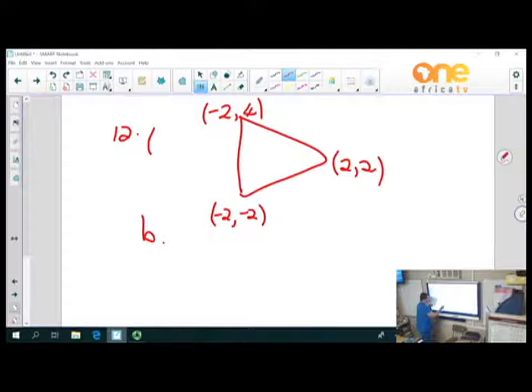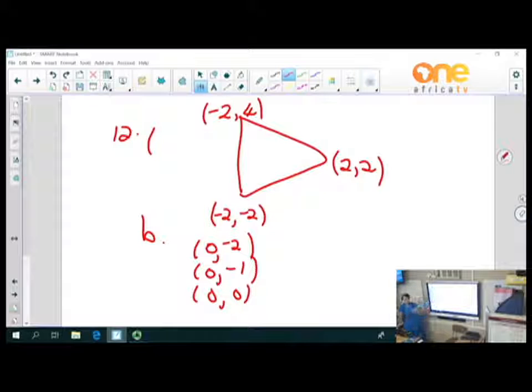If we start here at the bottom, the first one is 0, -2. Then there is 0, -1, and 0, 0. What else? Look at the point -1, 0. It's not included because it's on a broken line. -1, 0 is not in there. And then 1, 1 is another one, isn't it? 1, 1.